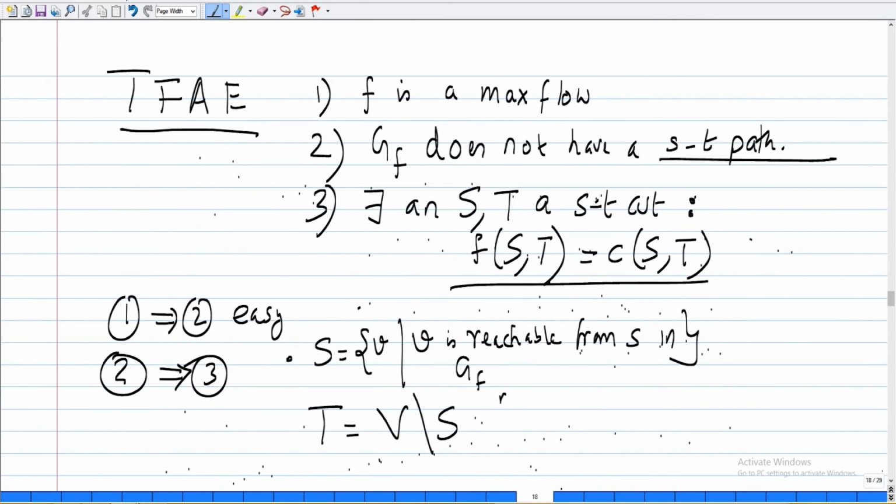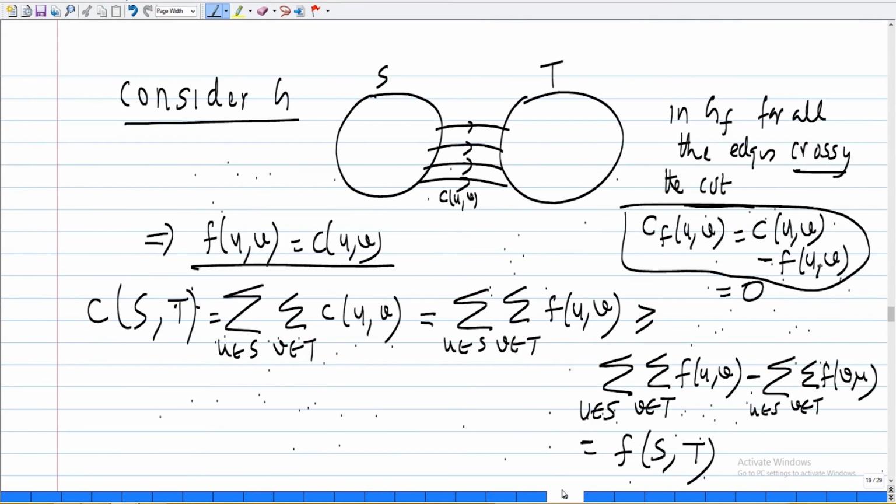The trick here: if f is a max flow, GF does not have an augmenting path. If GF does not have an augmenting path, you start from s and you reach every vertex which is reachable from s, group it into S. Rest of them is called T. Now you do some logical analysis. Let me look at this partition S comma T in the graph G. Why is there no path from s to t in GF? Because all those edges have residual capacity 0. What is the definition of residual capacity? This is here, which means the flow f of u comma v must be equal to c of u comma v.